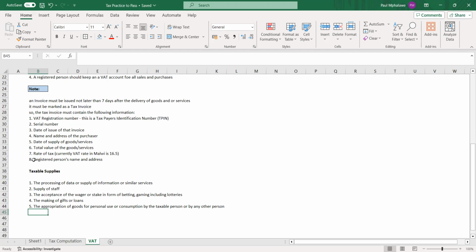Sale, transfer, assignment, number 6. Sale, transfer, assignment, or licensing of patents, copyrights, and trademarks, okay, or computer softwares.